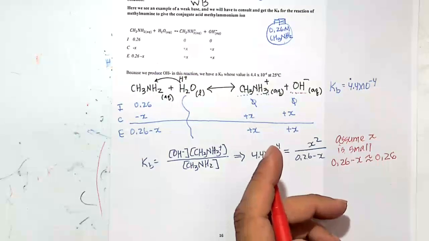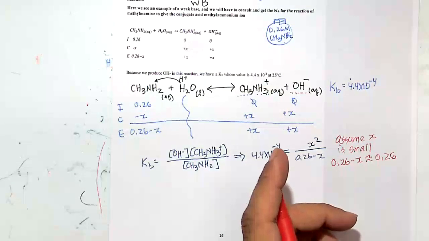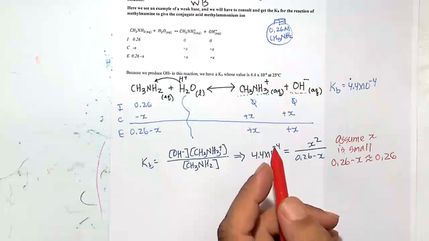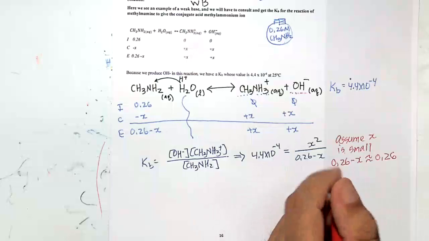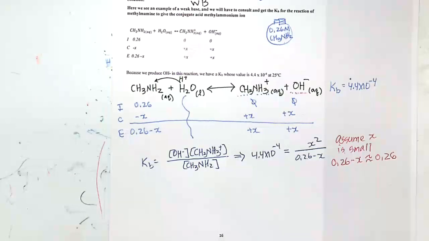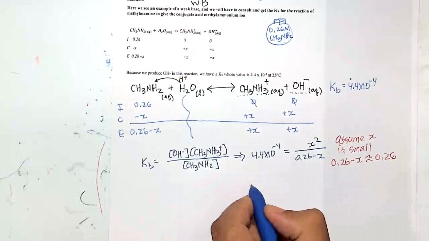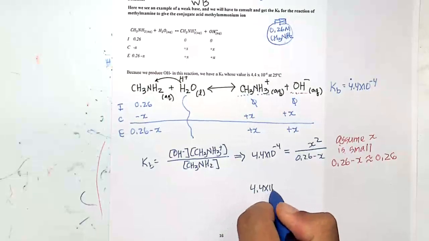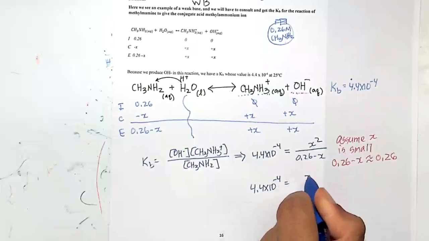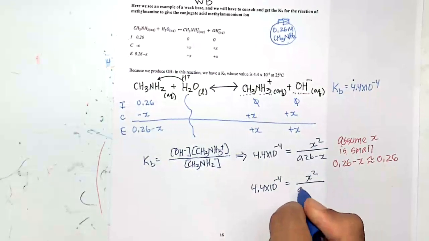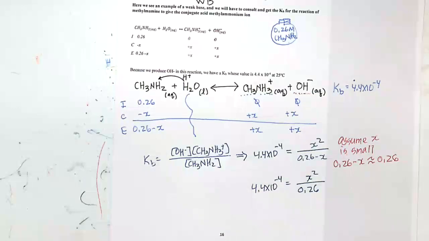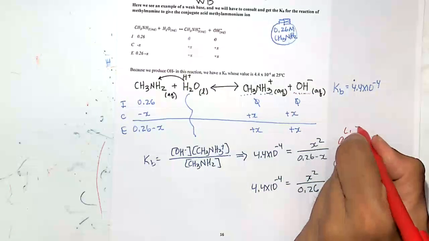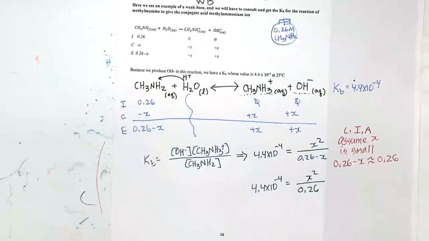So actually the threshold is 5%, but on the exam, it's going to be weak enough base, weak enough acid. It'll be less than 5%. Okay, so you can do this. This makes your life easier because number one, we don't have to do the quadratic. So now we have 4.4 times 10 to the minus 4 equals x squared divided by 0.26. This is called the low ionization assumption, and you can use this on the exam. No quadratic.